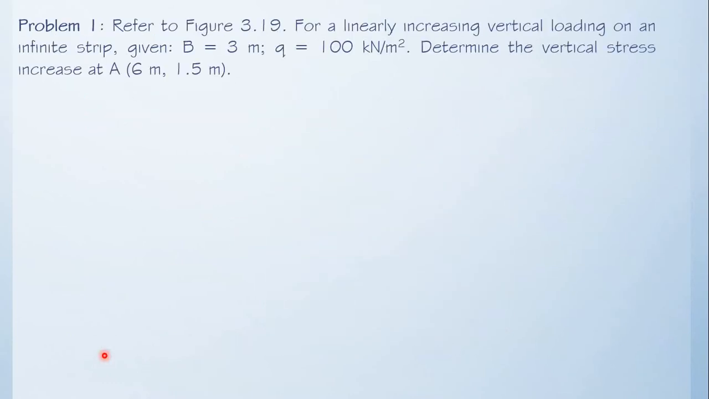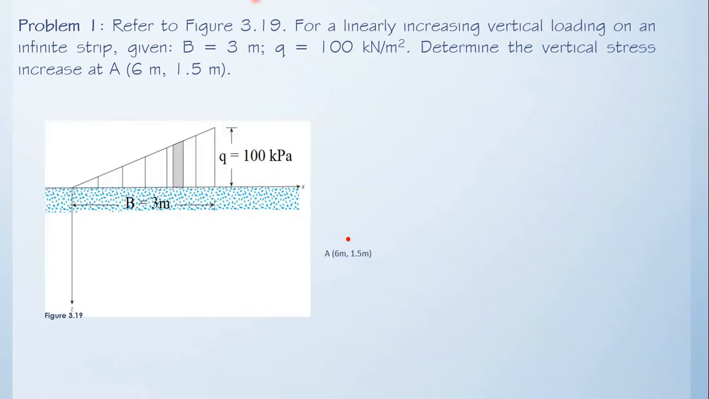Let's take a look into this example. Refer to figure 3.19 for a linearly increasing vertical loading on an infinite strip. Given that B is 3 meters and Q is 100 kilonewton per meter squared, determine the vertical stress increase at point A, and A has a coordinate of 6 meters and 1.5 meters.